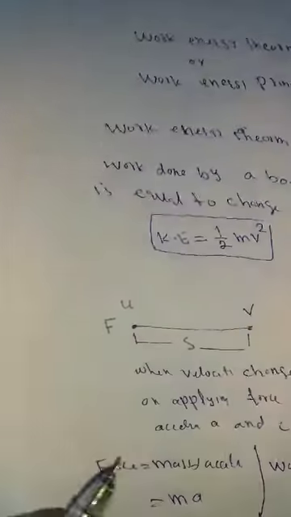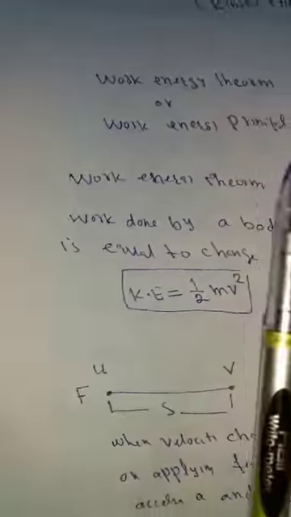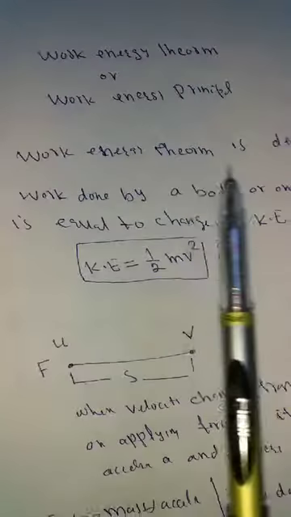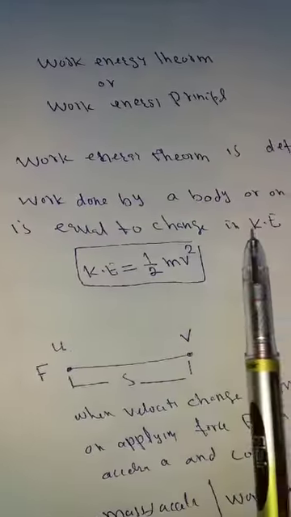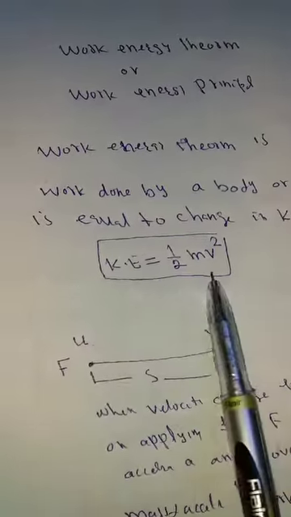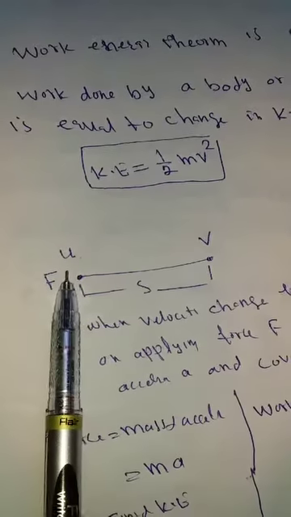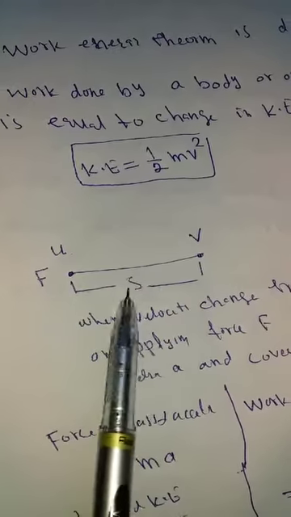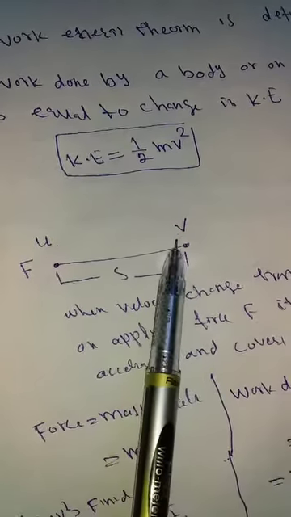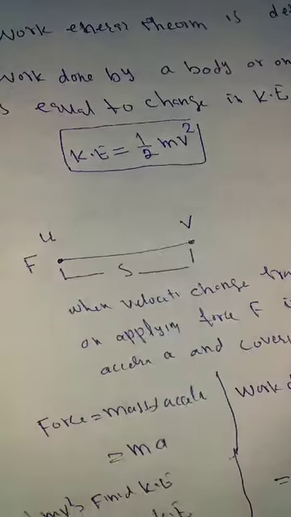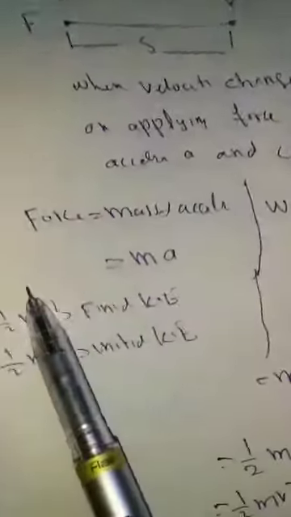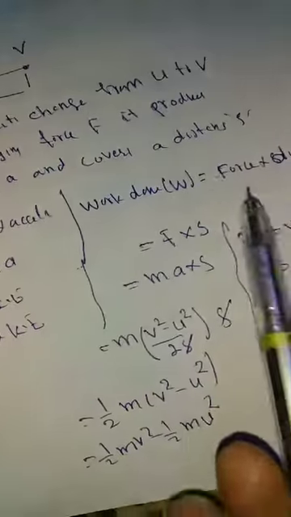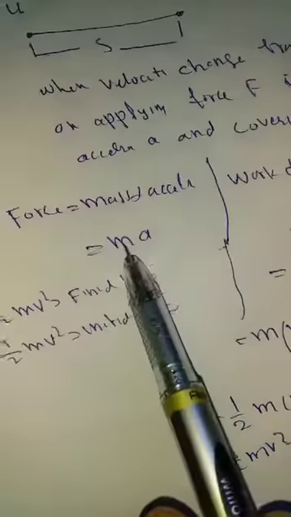That means I can simply state the work energy theorem or work energy principle. This is the famous principle or famous theorem. The work energy theorem is defined as the work done by a body or on a body is equal to the change in kinetic energy. We know that kinetic energy is 1/2 of mv square. Suppose a body has initial velocity u, and when applying a force F, it covers distance s during a time t, and its final velocity becomes v. The change in velocity produces an acceleration a. We know that force is equal to mass into acceleration, and work done is equal to force into distance. Instead of force, I can write ma.